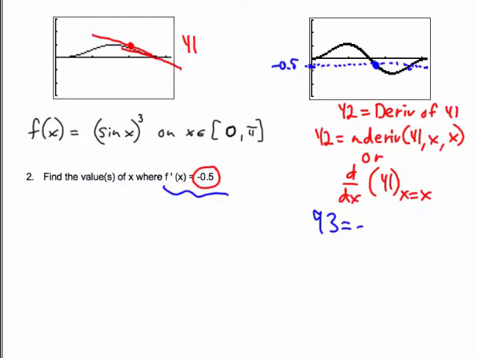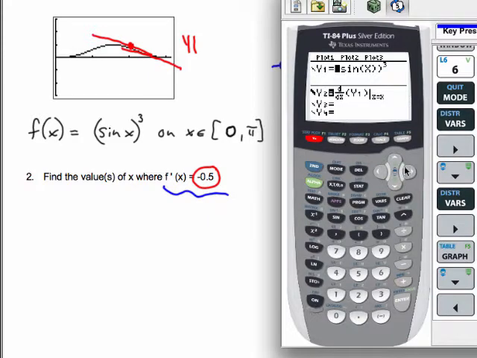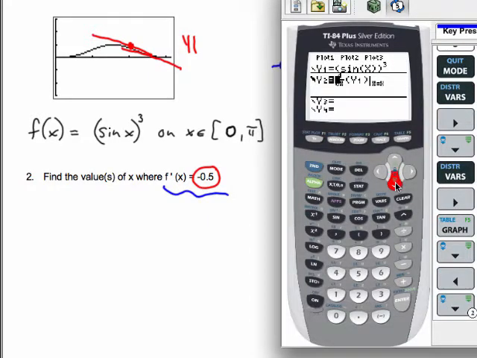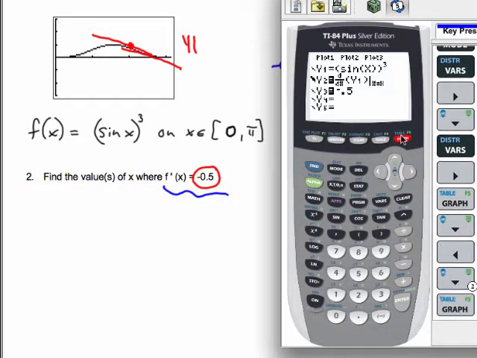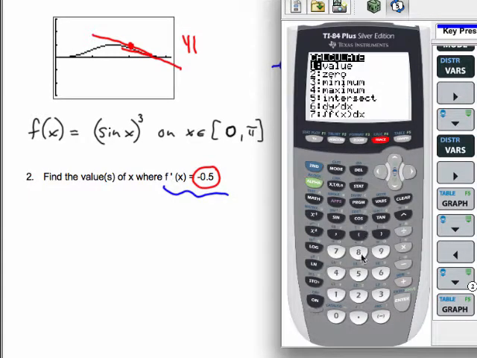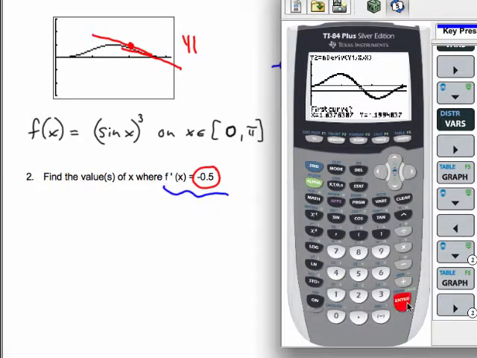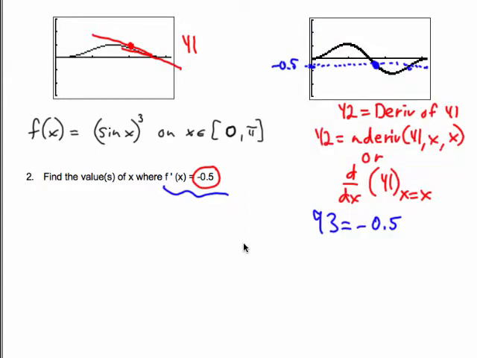y3 equals negative 0.5. So here on the calculator, I just have the y2 showing up. I've turned function 1 off because I'm focusing on function 2, which is the derivative, and function 3, which is making my derivative specifically negative 0.5. I'm graphing those two, and then with my intersect button, second function trace, I can find the point of intersection between y2 and y3, and that's coming out to 1.743.